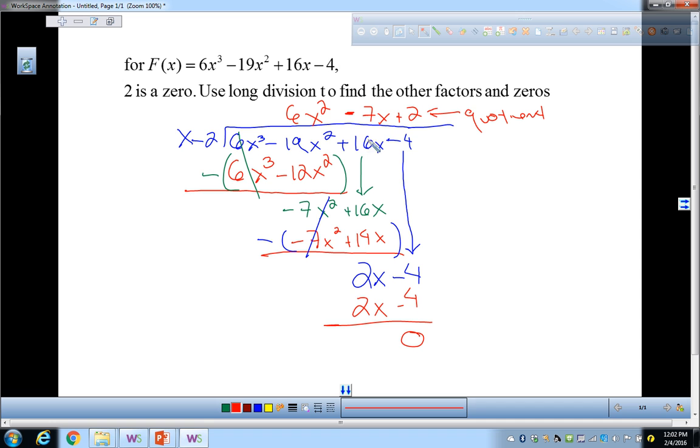quotient. So if I went in reverse, that means that x minus 2 times 6x squared minus 7x plus 2 is equal to this, right? Because the opposite of division is multiplication. So if I multiply this times this, I get this, right? Then I have to factor this, okay?